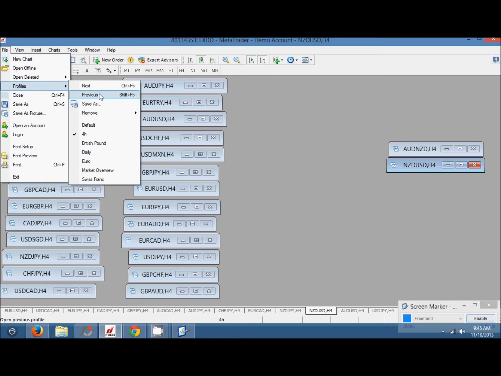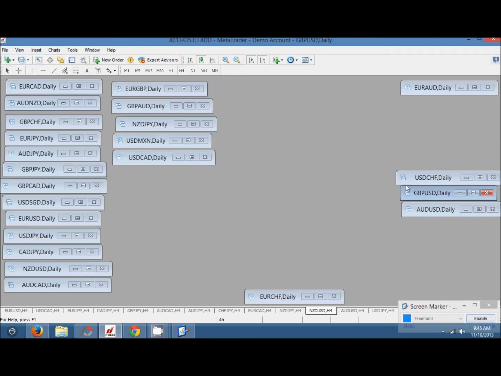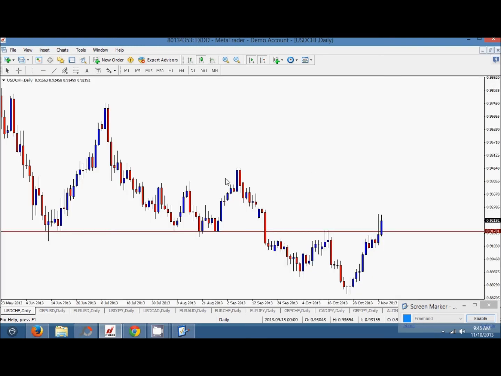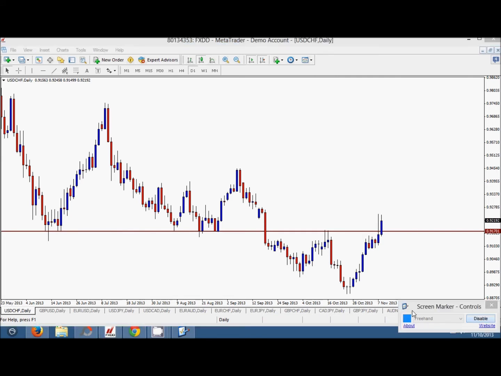Now we're going to go over to the daily charts, and there's going to be, or excuse me, there's 3 on the daily chart, not 4. So the first chart we're going to be looking at is US dollar Swiss franc on the daily. Now, if we take a look, we see this major support and resistance zone right here.